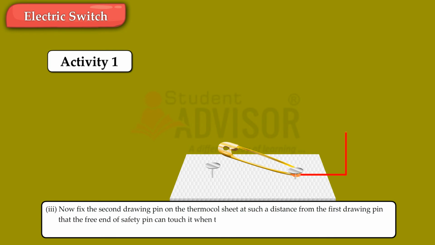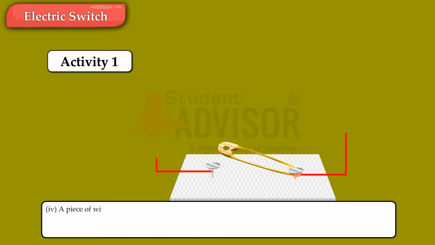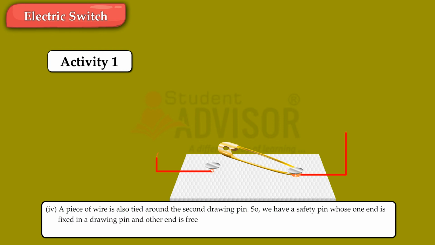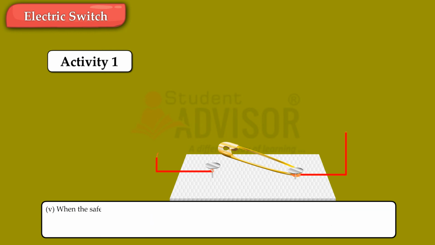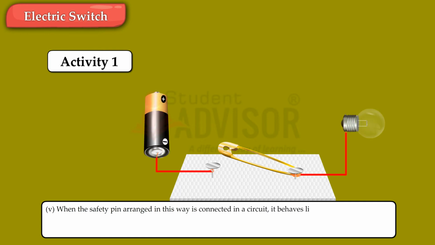When the safety pin is turned, a piece of wire is also tied around the second drawing pin. So, we have a safety pin whose one end is fixed in a drawing pin and other end is free to turn so as to touch the second drawing pin. When the safety pin is arranged this way and connected in a circuit, it behaves like a switch to open and close the circuit as desired.